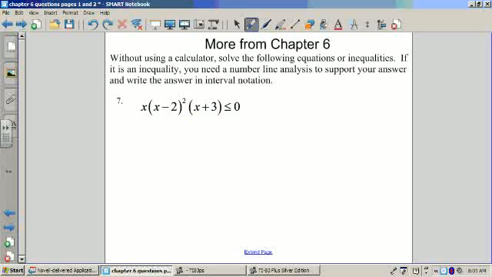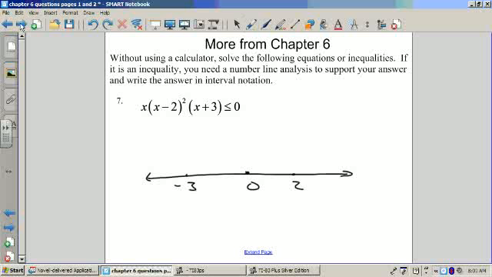All right, here we go again. This one says less than or equal to 0. I'm going to draw my number line and put in my zeros. Don't forget that x gives me a 0 at 0. I also have a 0 at 2, and I also have a 0 at -3.